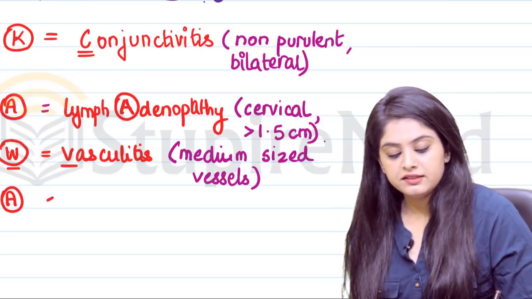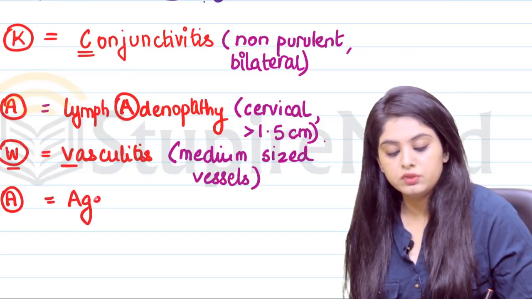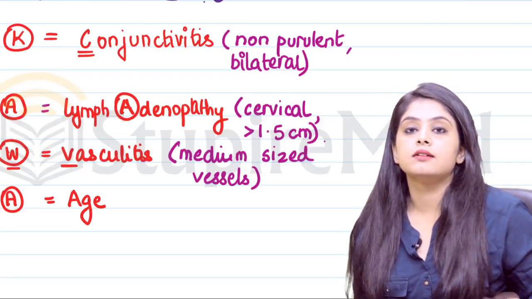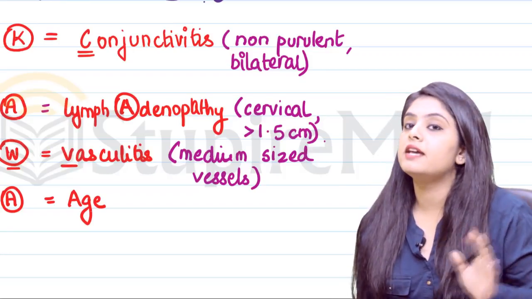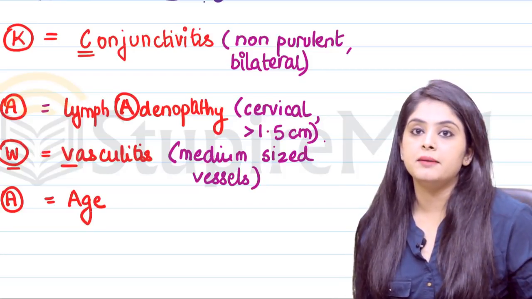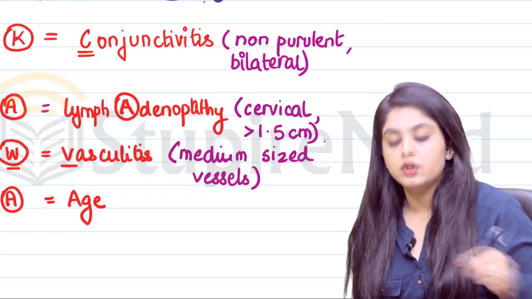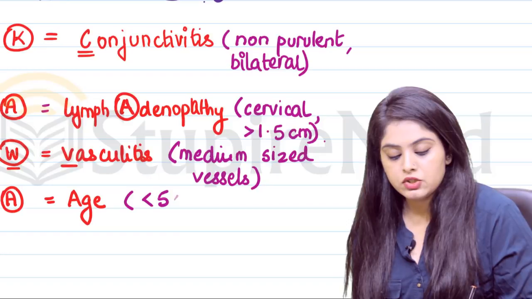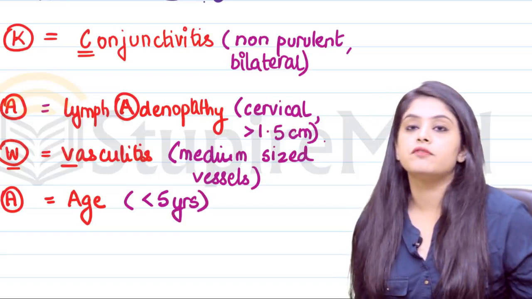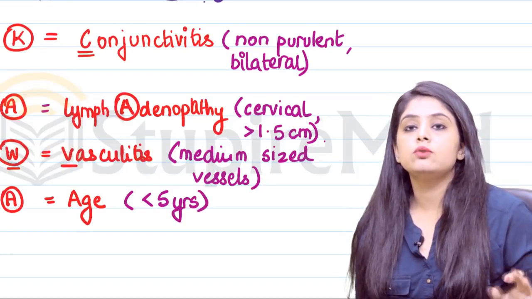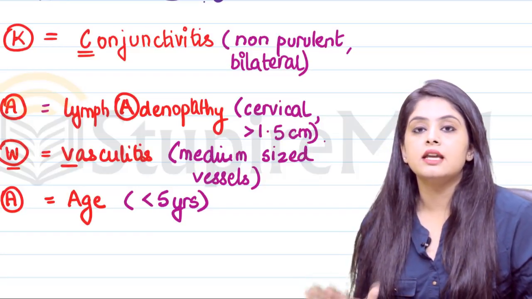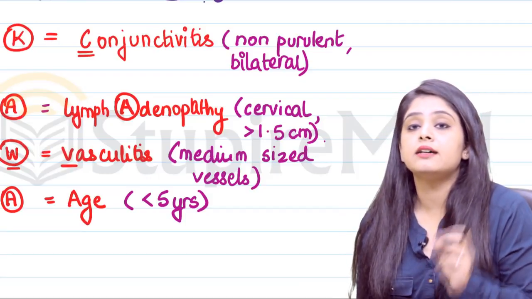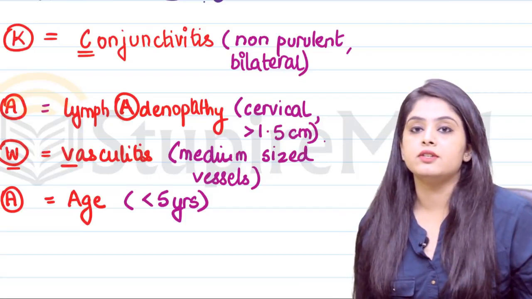The next A stands for the age. Now students, remember, age is a very important deciding factor in this disease, also a very important MCQ that you get in the exam. First and foremost, what you need to know is that this tends to involve or occur in children less than 5 years of age. Majority, 80 to 90% of the cases are in the age group of 4 to 5 years, right? So this is primarily a vasculitis of the pediatric age group.